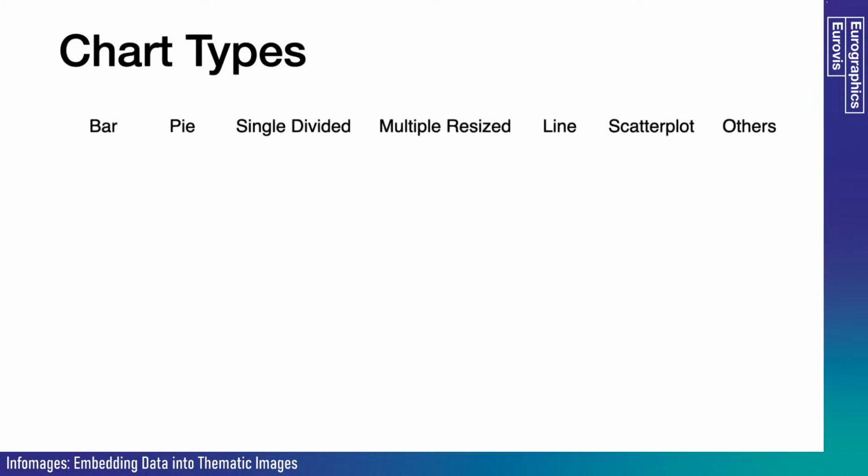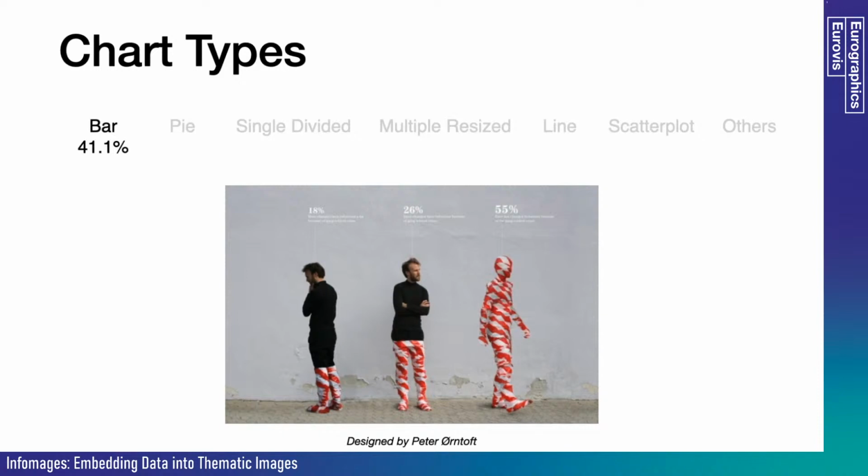So let's look at the chart types first. We categorized the graphics we collected into 7 categories based on their chart type. The first and most popular is a bar chart, which was present in about 41% of the graphics. Here an image object is used to represent a bar in a bar chart. For example, a man here represents the bars in a bar chart.